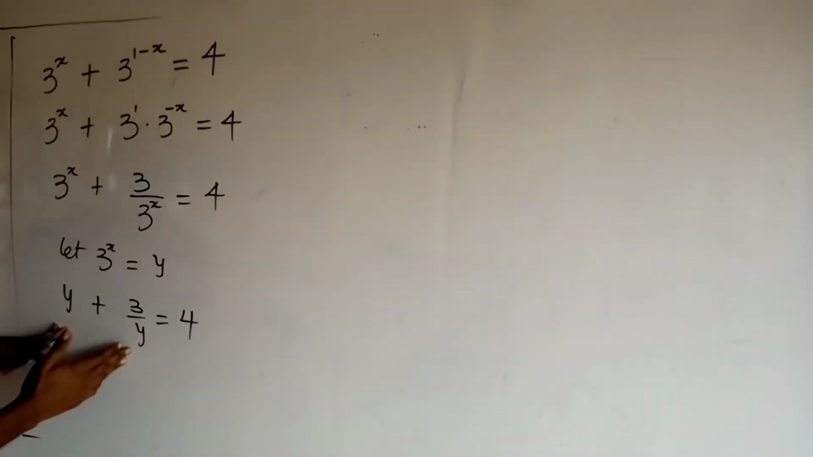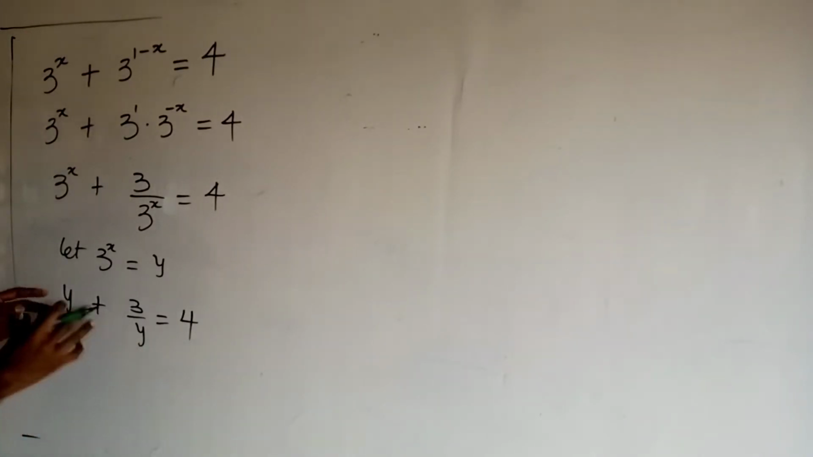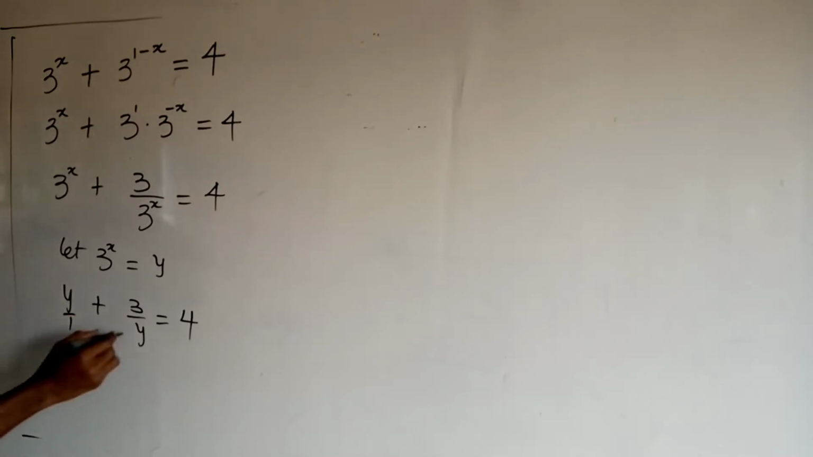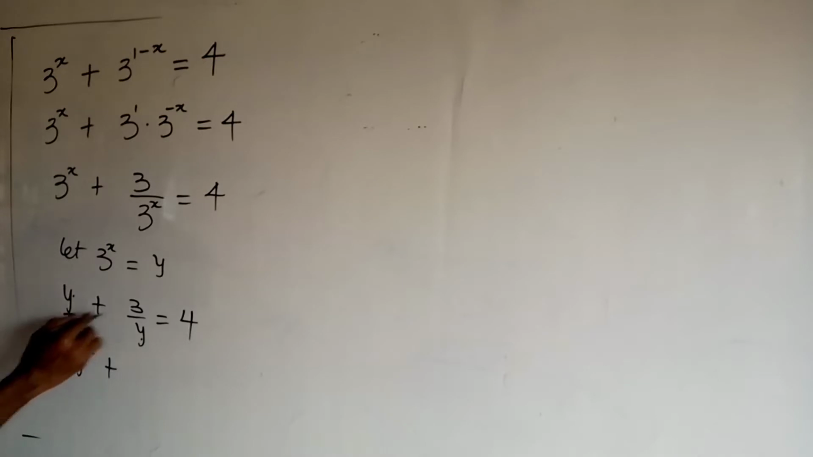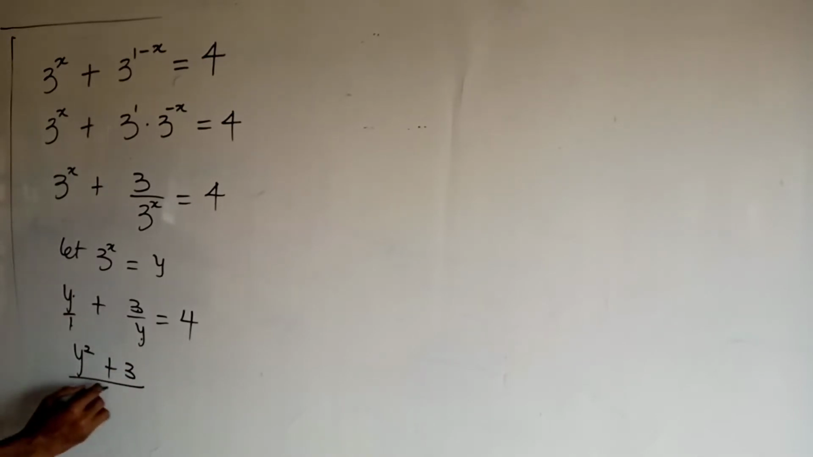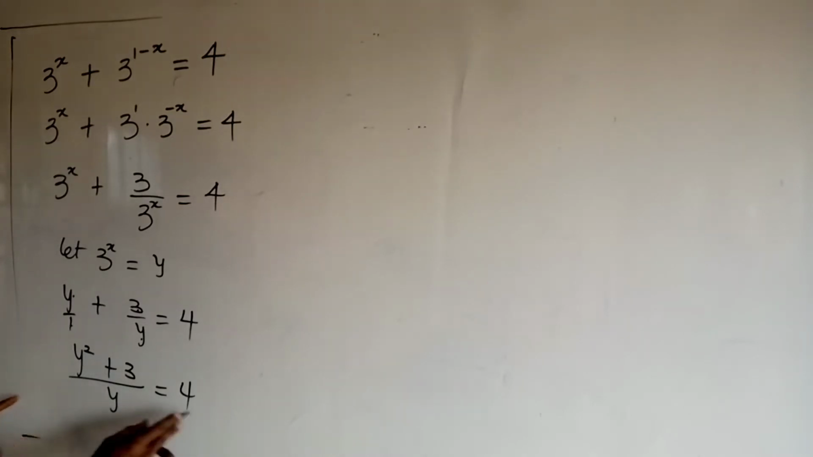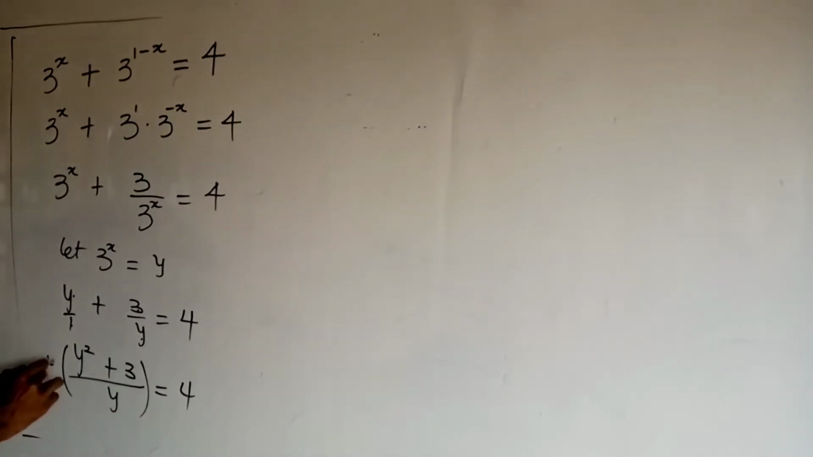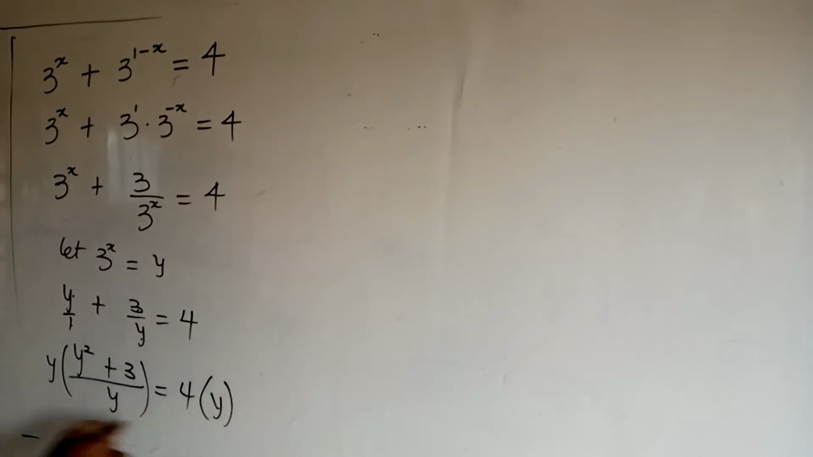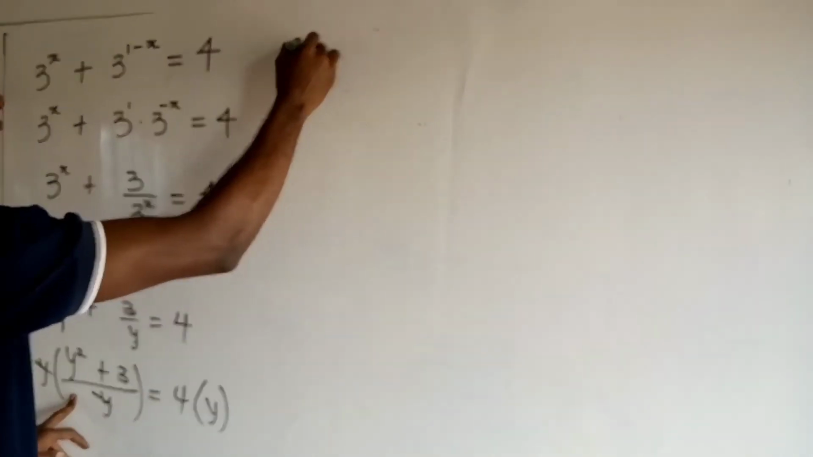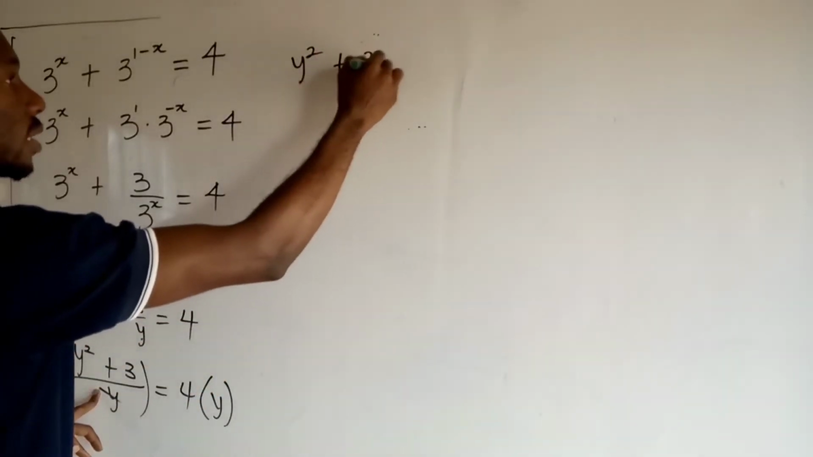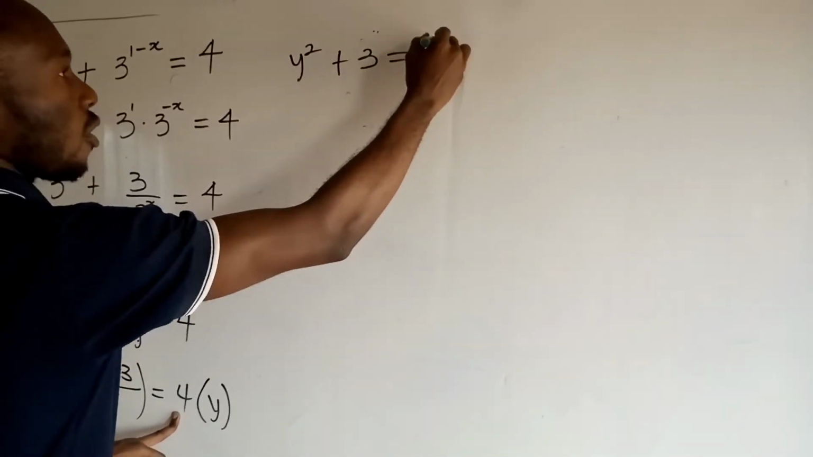At this point, the next thing you want to do is to cross multiply to simplify this fraction. So y times y gives me y squared, plus 1 times 3 gives me 3, all upon y is equal to 4. Now you want to multiply both sides by y, so that this y takes away this y. And now we are left with y squared plus 3 is equal to 4y.